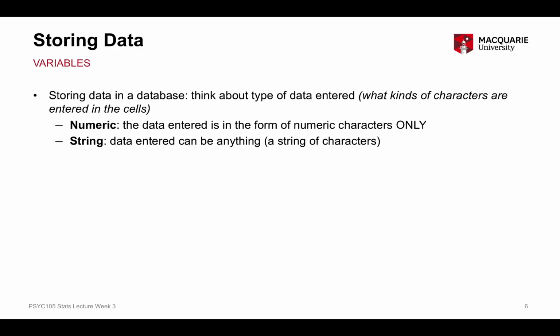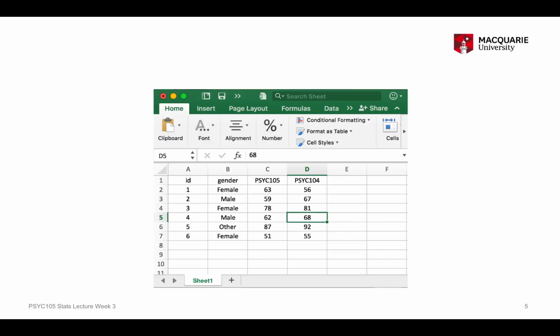So there are 2 different ways of storing data in a database. There are more than 2, but there are 2 that are most important for our purposes. Firstly, numeric type data, and the second one is string type data. I know that I'm using the word numeric to mean a lot of different things throughout these lectures, and I apologize for that. But numeric type data is data that is stored in terms of numbers only in the cell of the spreadsheet. If I go back to my Excel spreadsheet, there are some variables here where there are numbers entered into the cell. Those variables are numeric type variables.